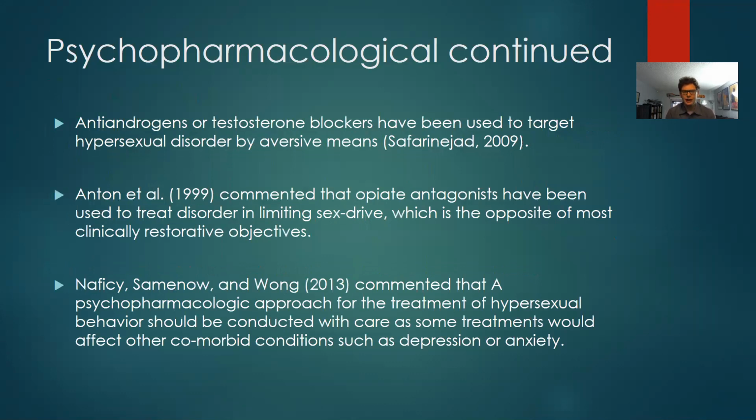Moving on, antiandrogens, testosterone blockers. All of these have been used to target hypersexual disorders. These tend to focus on impacting testosterone and androgen, and they're aversive, for lack of a better phrase. They diminish your level of androgen and testosterone. Some opioid antagonists, again, have been used to treat disorders in limiting sex drive.